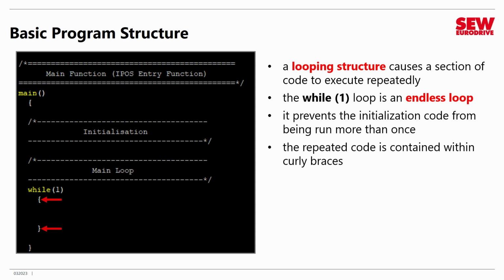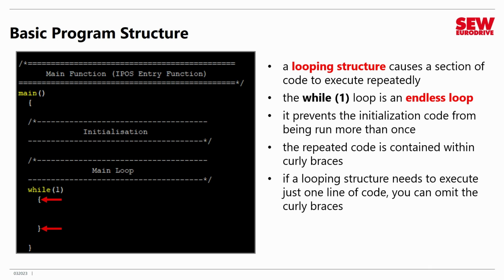Notice that the while loop also has a pair of curly braces, and that contains all the code that you do want to be executed over and over and over. By the way, this is just an aside. If a looping structure needs to execute just a single line of code, you don't need the curly braces. You could just put it right below the while loop.